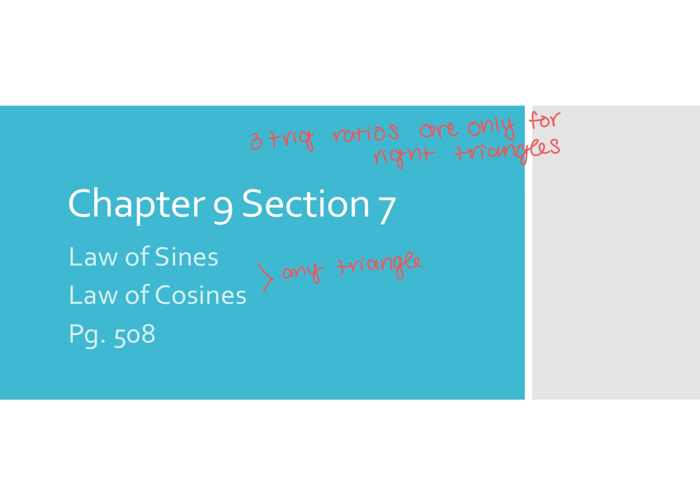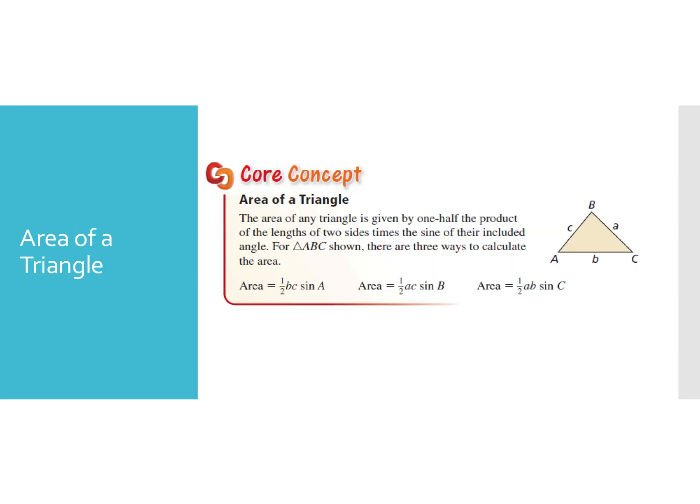So when you're looking at these examples, all of these examples are not right triangles. Please be aware of that. They are not right triangles. Please follow along. You will be given the formulas for law of sines and cosines, and that's it. The next slide is area of a triangle.